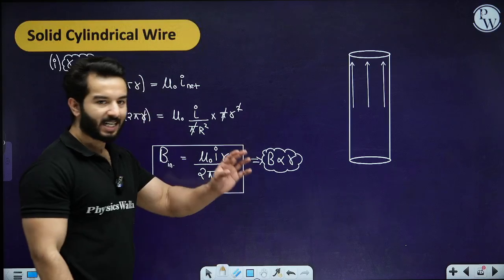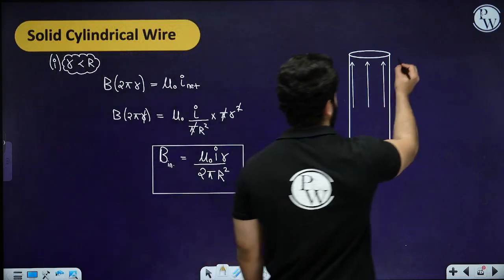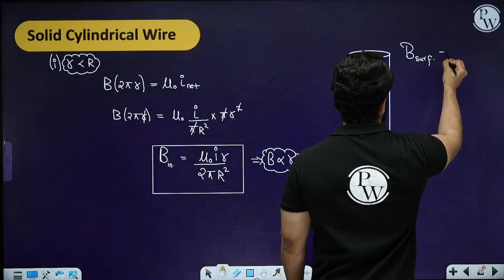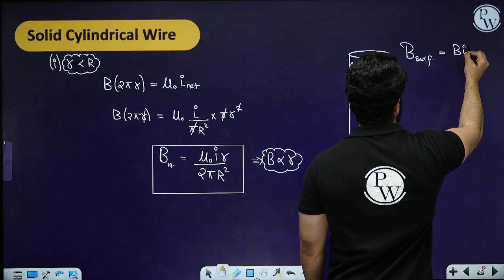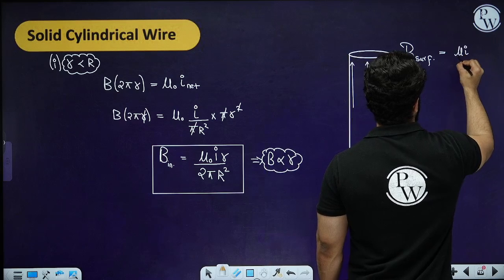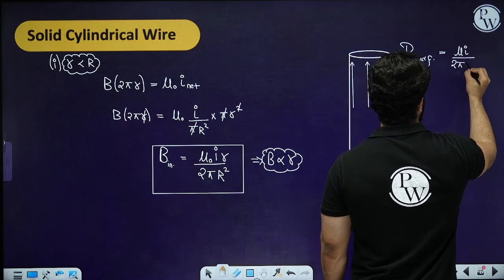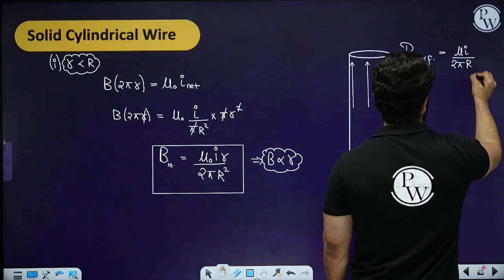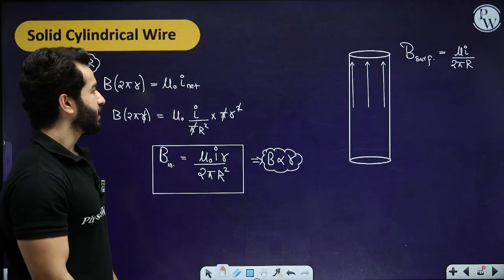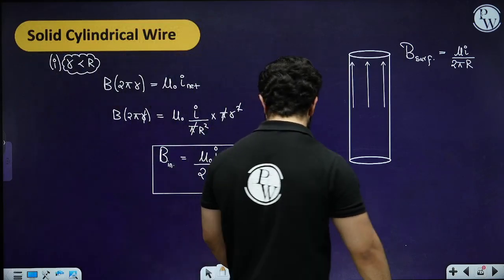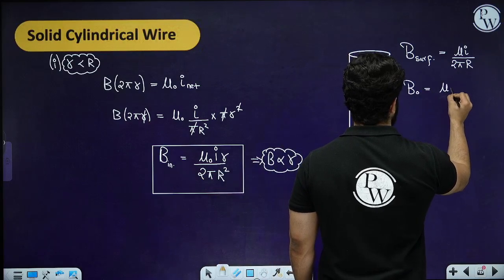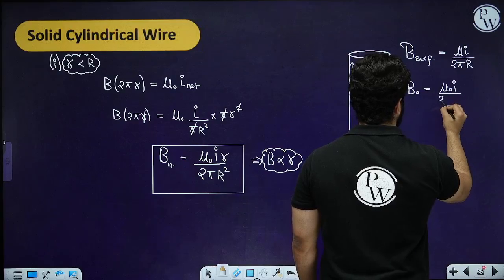Now what we can see over here is that magnetic field is directly proportional to small r. Of course, it reaches the point at the surface, so at the surface it will become maximum. This will be again mu naught I upon 2 pi R. Hopefully everything is clear. And after this, at an outside point, it will be just mu naught I upon 2 pi into small r.